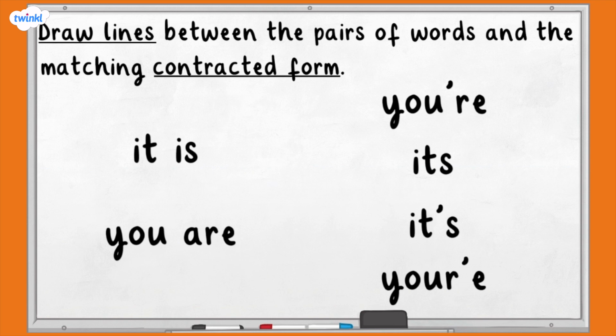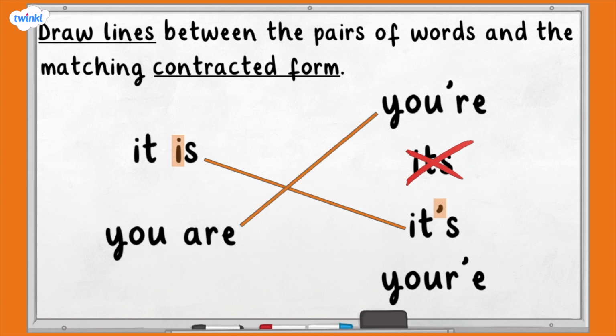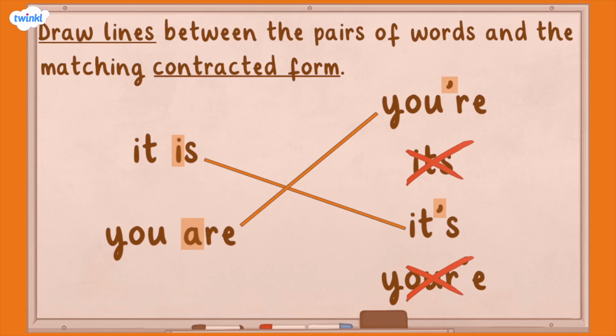It is contracted to it's, with the apostrophe replacing the middle i. Its is not a contraction, but a possessive pronoun. You are is contracted to you're, and the apostrophe is placed where the a has been omitted. Your is incorrect, as there has not been a letter omitted where the apostrophe is.